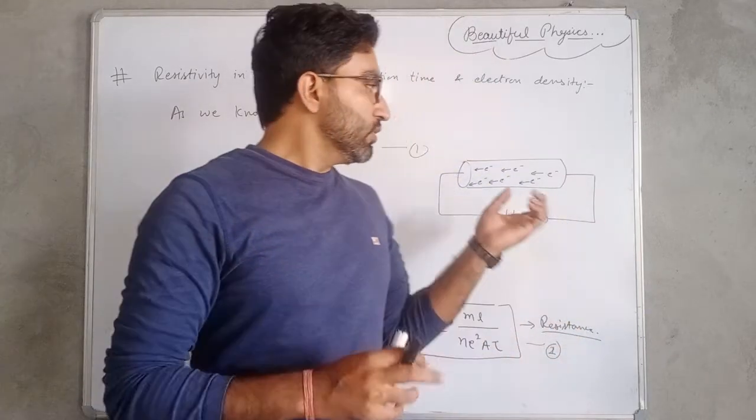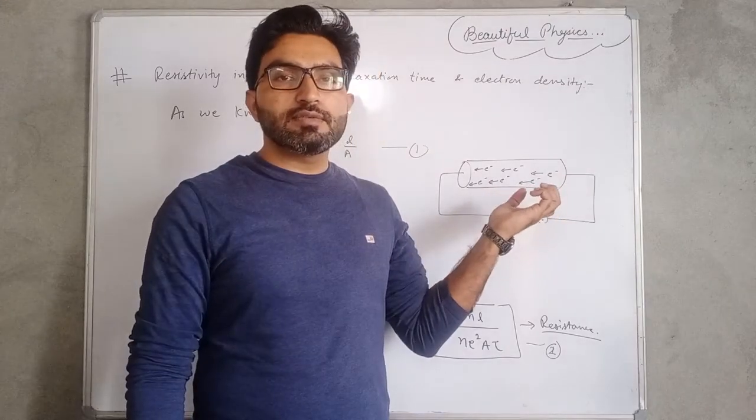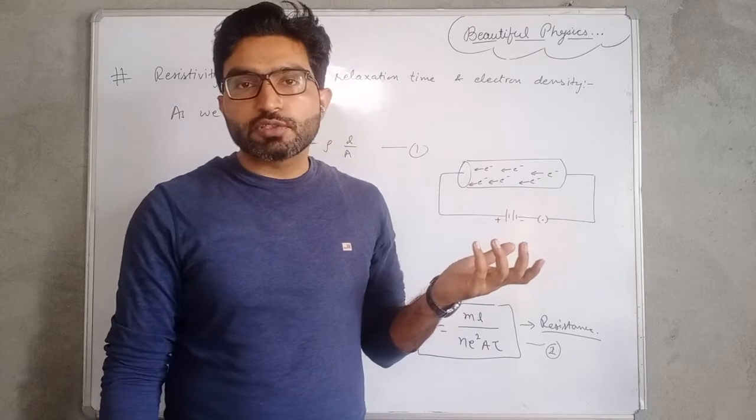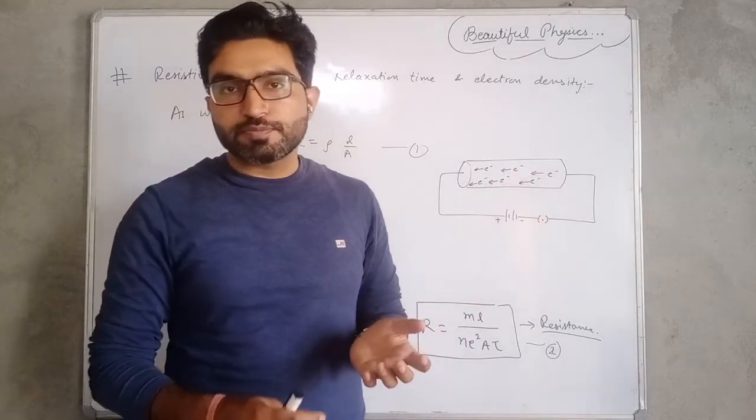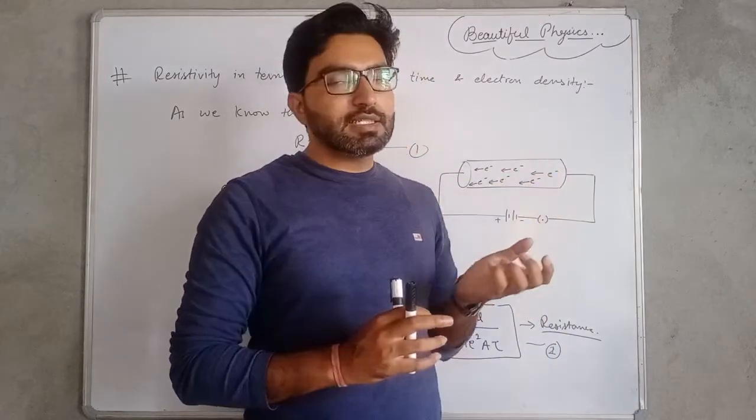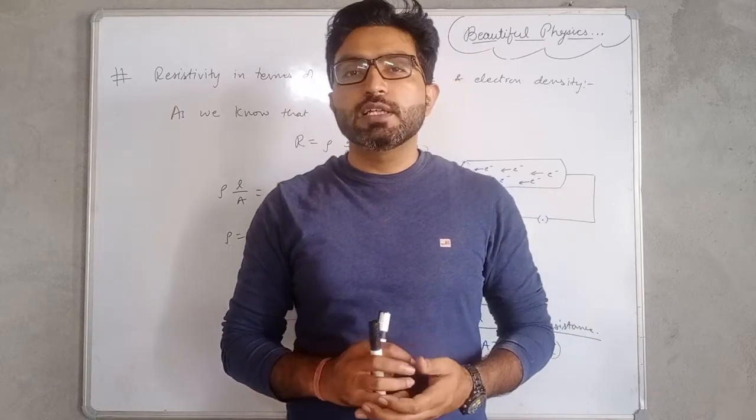Okay, they do not move from their position, and electrons collide with the immobile ions and also with the neighboring electrons, due to which their journey is stopped, or we can say restricted, due to which their path is restricted, and this restriction, or we can say this opposition, is known as the resistance.